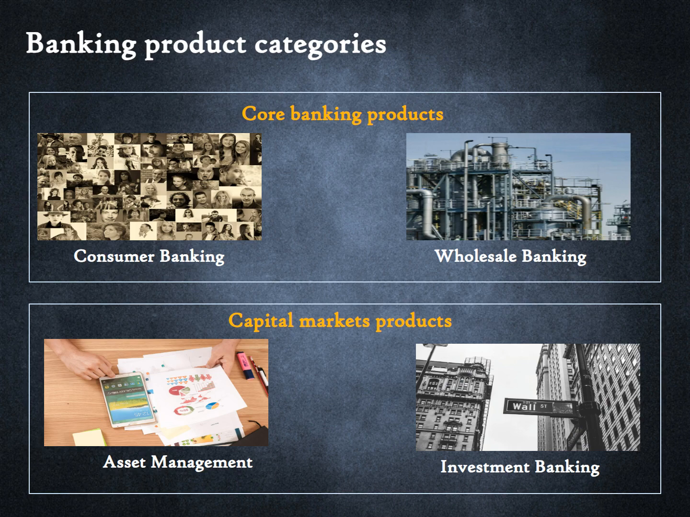So far we have covered consumer and wholesale banking, which together constitute 80% of global banking revenues. The remaining 20% of banking revenues relates to asset management and investment banking products. We will cover these in detail in the forthcoming lessons. In the meanwhile, review the summing up section of this lesson.